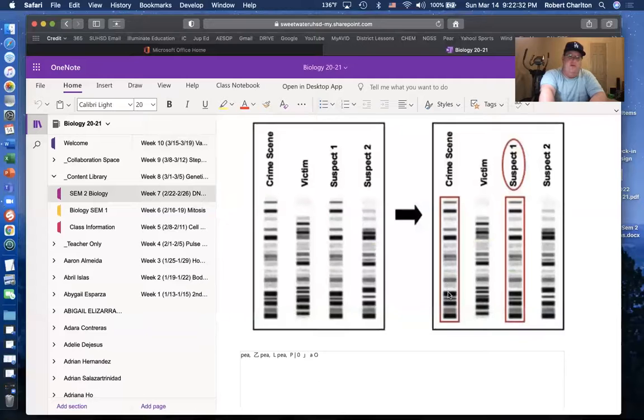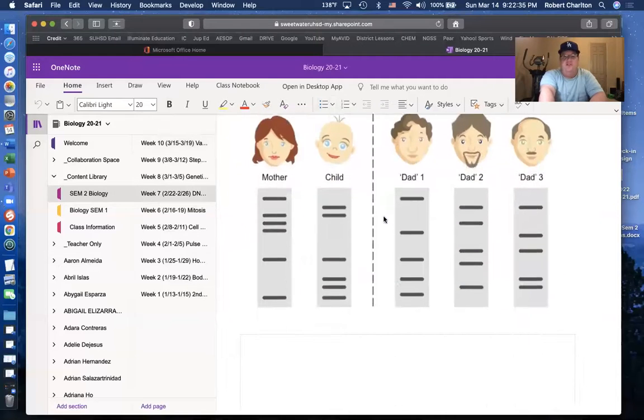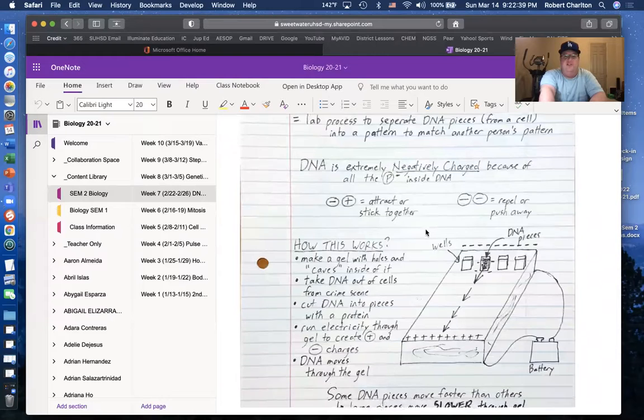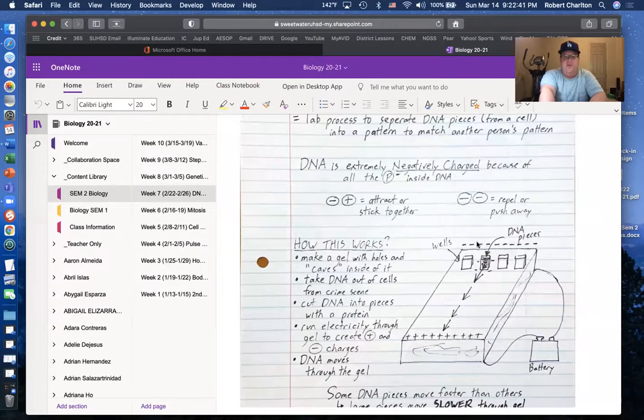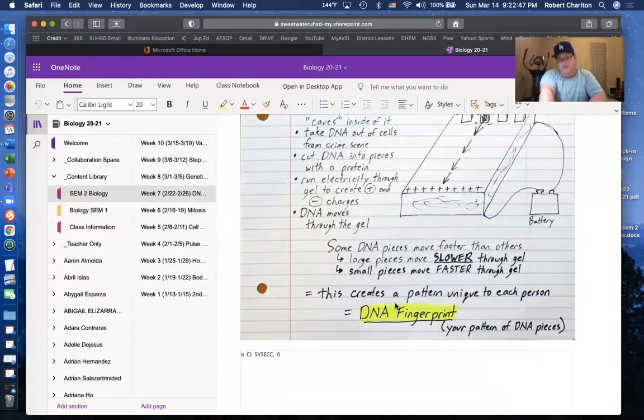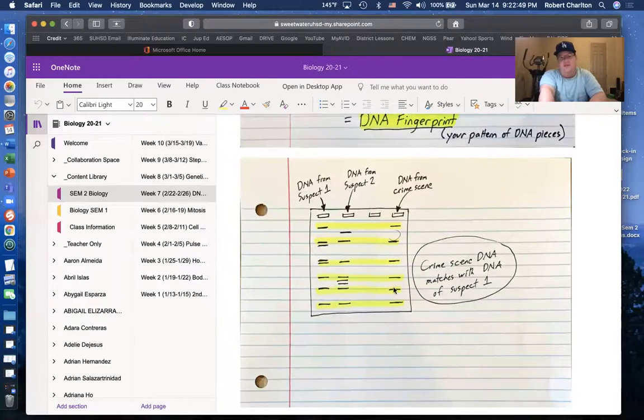Then we talked more about gel electrophoresis. There's some examples of gel results. We took some notes on what is gel electrophoresis. It's an experiment. How does it work? How do you set it up? Why does the DNA move? Has to do with the electricity, what a DNA fingerprint is. And then I gave you an example of how to kind of break one down. That was just week 7.